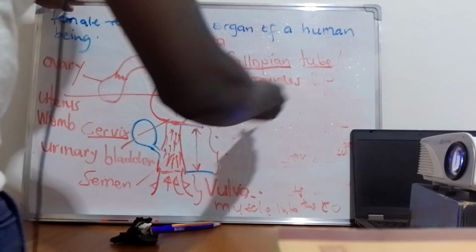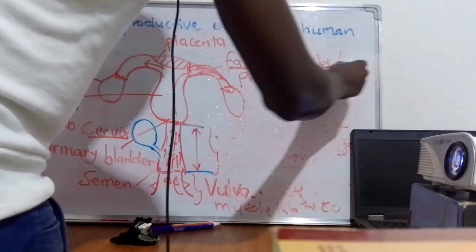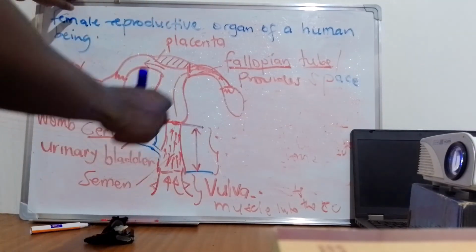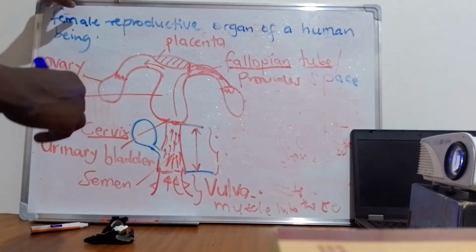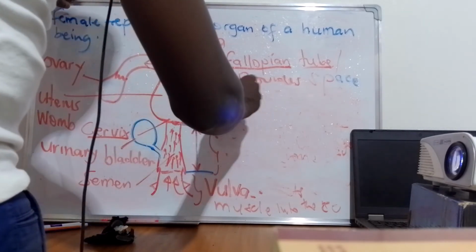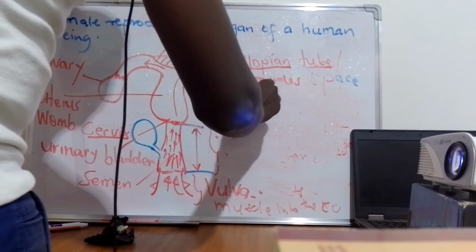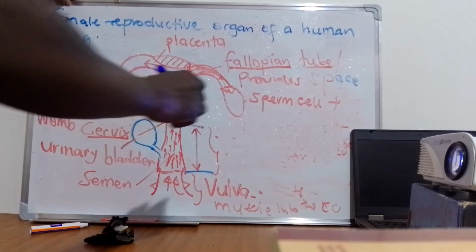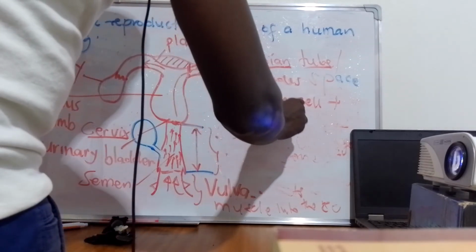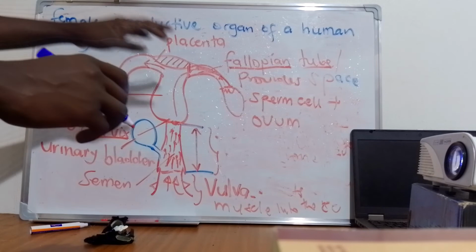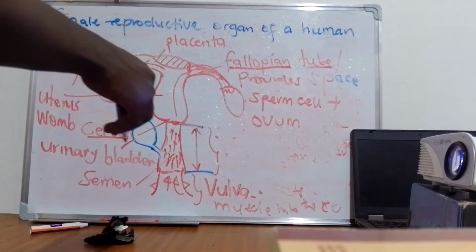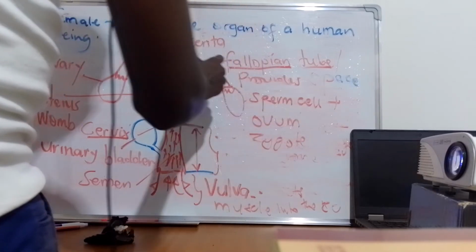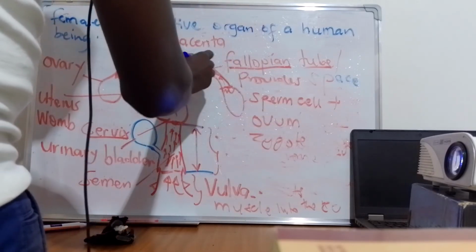Provides space. Oh, my markers are gone. Where fertilization takes place. Fertilization is a union of a sperm cell plus ovum. That is fertilization, the union of a sperm cell and ovum to form what we call a zygote. That takes place between here and here.